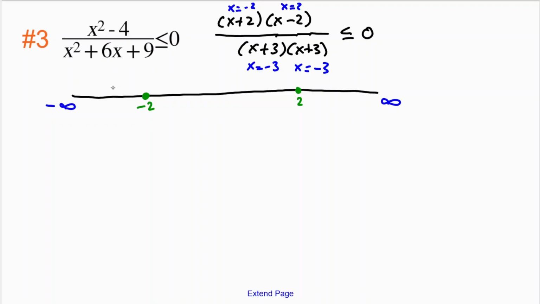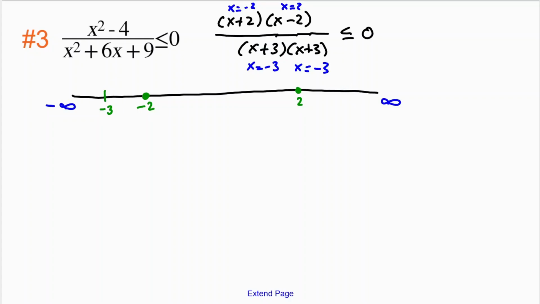Because we don't want negative 3 at all, you can put an open circle, but I'm just going to put a line here. I'm just going to put negative 3 here to show that this expression on the left is not defined at x equals negative 3. A vertical dash here shows that it's not defined, and so we can take that into account when we're writing our intervals.